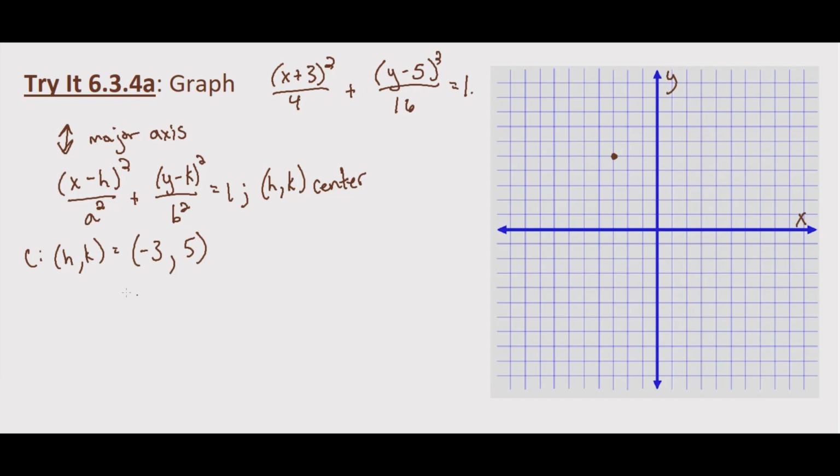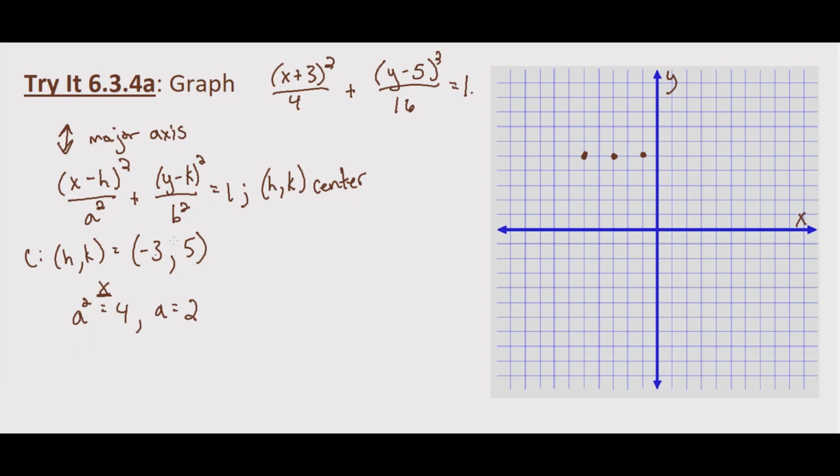Well, we look at a squared, which is under the x squared term. That equals 4, which means that a equals 2. So that's in the x direction. So we want to go plus 2 and minus 2 from the center in the horizontal direction. That's going to put us at negative 1, 5 and negative 5, 5.